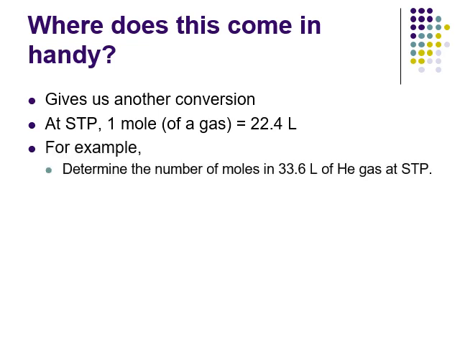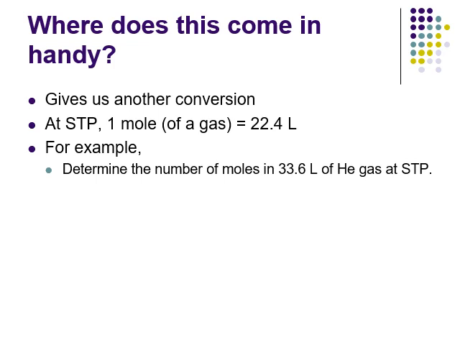So for example, let's say we want to find the number of moles in 33.6 liters of helium gas at STP. Well, what do we start with? We start with the thing that is not an equivalency. We start with 33.6 liters of helium gas. Now I'm going to cancel that out, so I need to find an equivalency that I can use to cancel out liters. Well, 1 mole of any gas equals 22.4 liters.